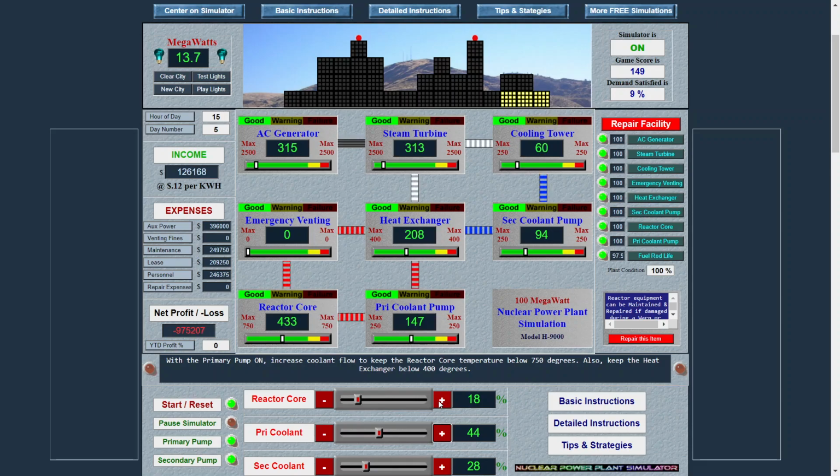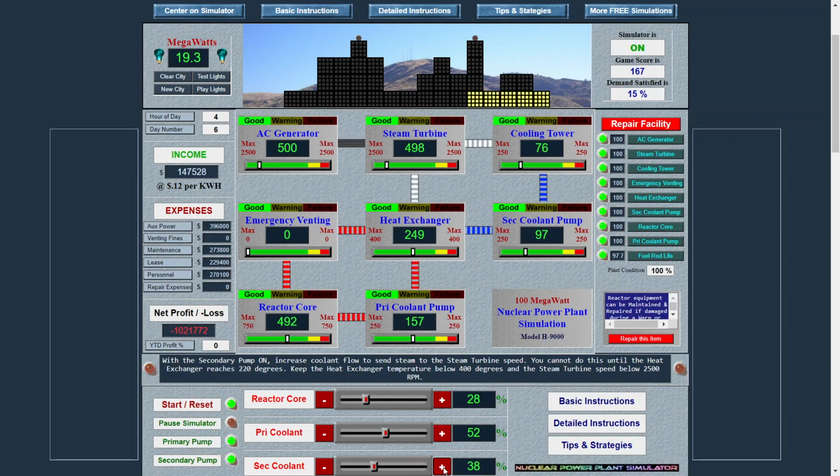So now I will keep withdrawing control rods, so I increase temperature in the reactor, and at the same time increase a bit primary coolant and secondary coolant.